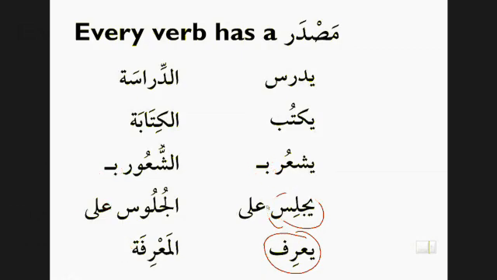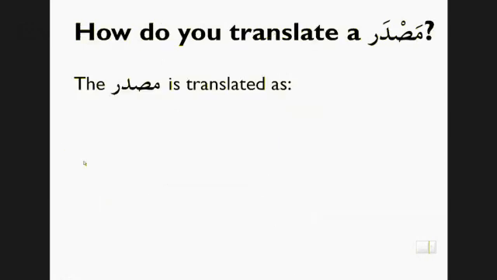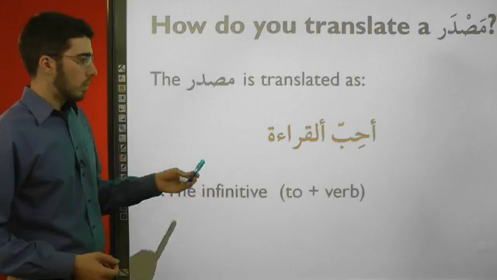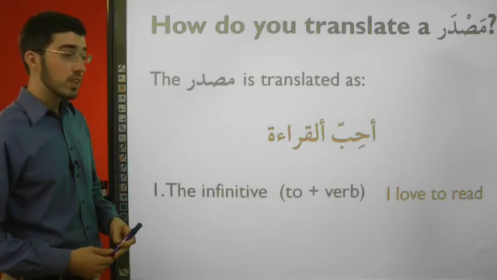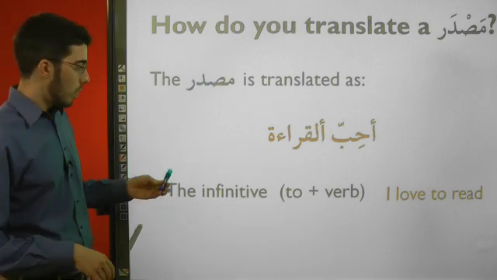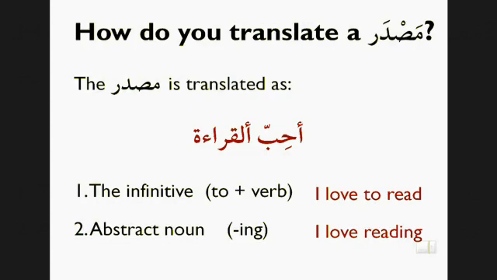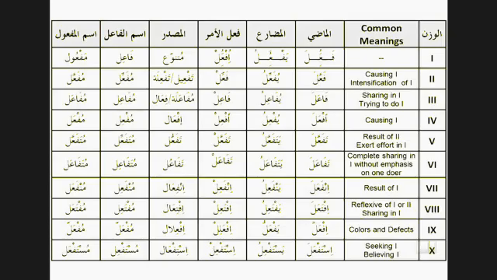And the final question related to the masdar is, how do you translate it? You probably picked up from the way I've been doing it, there's at least two ways to do so. One possibility is to use the infinitive, that's again to plus the verb. So if I had a sentence like uhibbu al-qira'a refers to reading, but I'm going to use to plus the verb, so I'll say I love to read. That works great. Or I can use the abstract noun, that's the ing form, and I can say, for example, I love reading. Let's move on to the next part of our table, which is the ism al-fa'al.